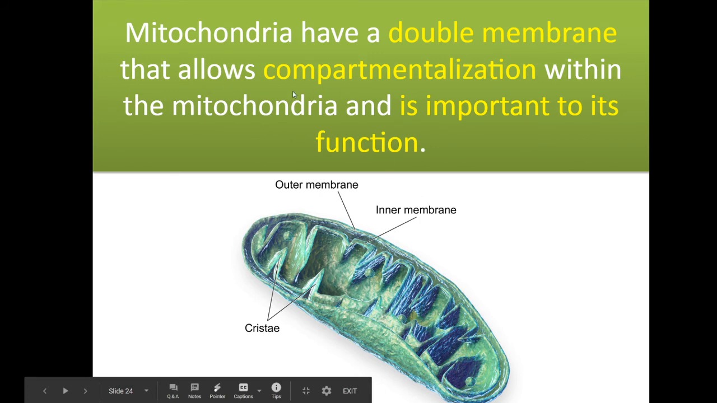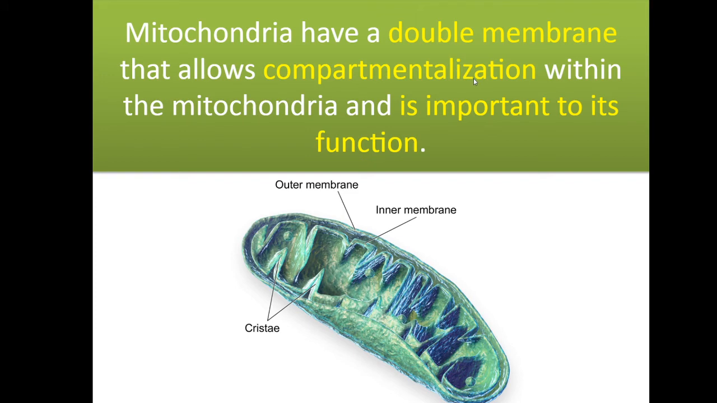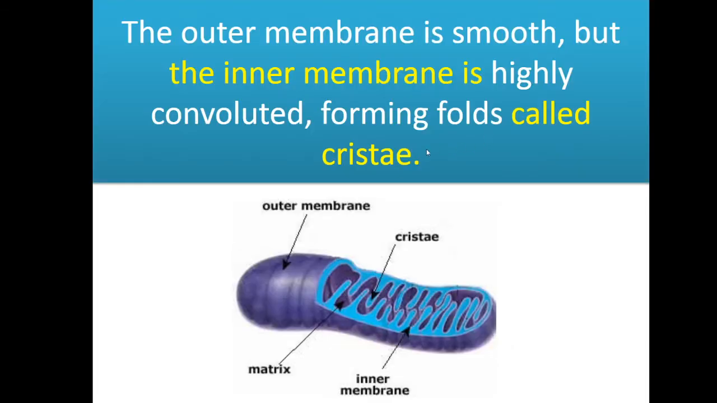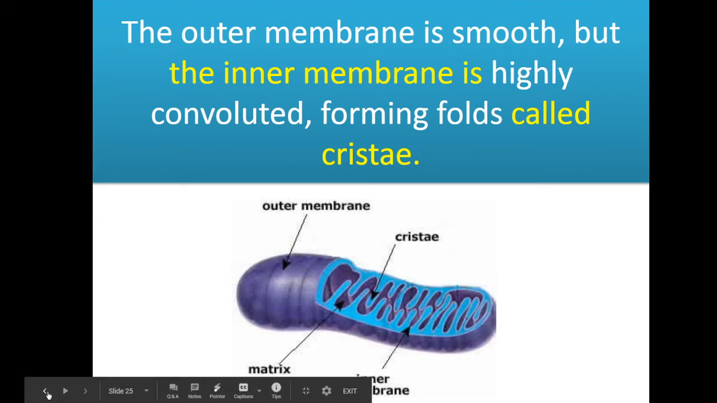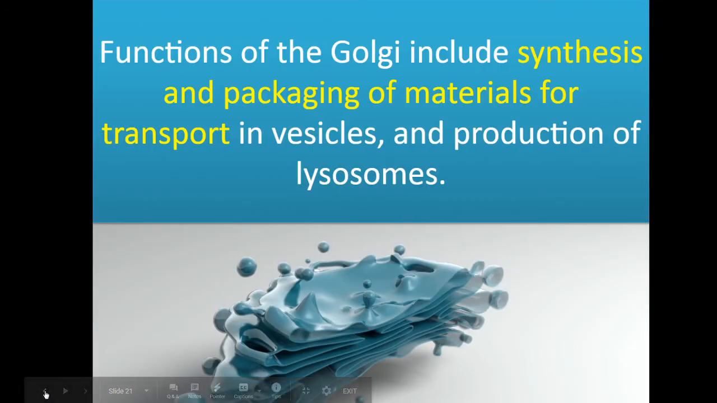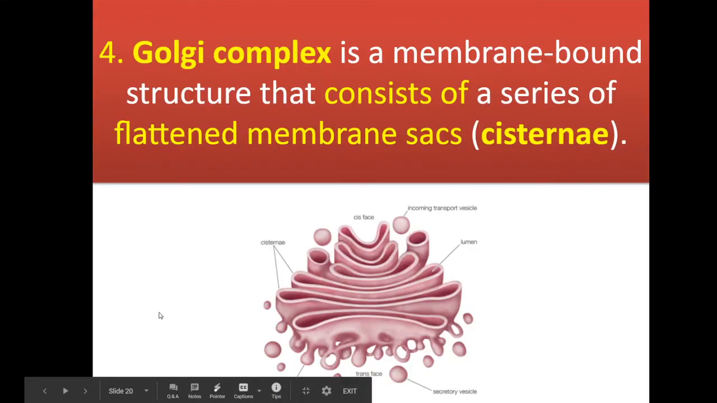So they have a double membrane. Why? Because we want to compartmentalize. We need to keep things separate so we can build up that concentration gradient to make things work. How is it important to its function? That compartmentalization and that chemiosmotic gradient. The inner membrane has all the folds. These are the cristae, not to be confused once again with the cisternae of the Golgi.